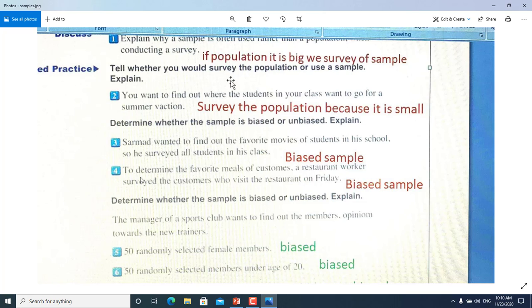For number 4, to determine the favorite meals of customers, a restaurant worker surveyed the customers who visit the restaurant on Fridays. It's a biased sample because it only surveys customers who come to the restaurant on Friday.